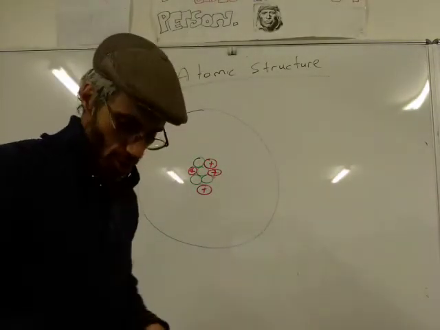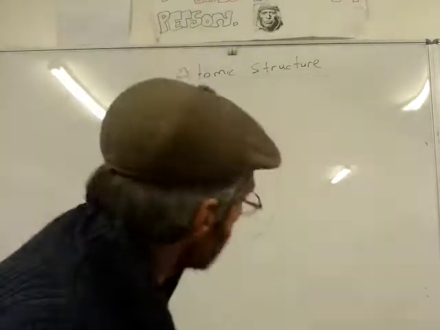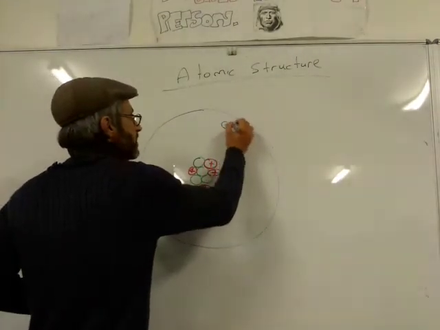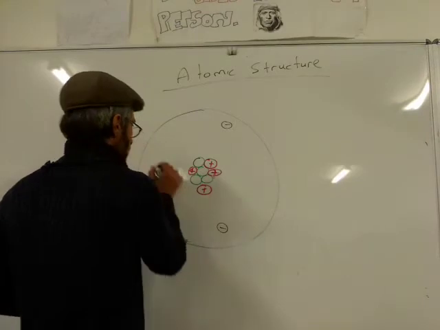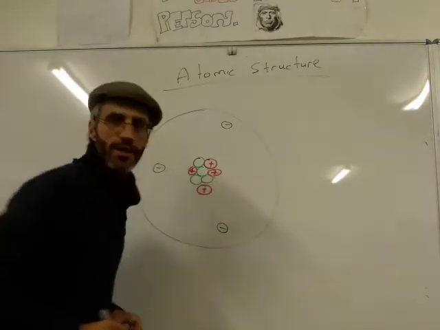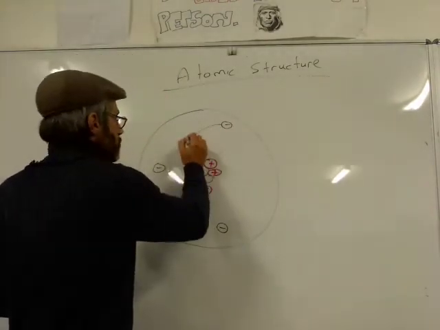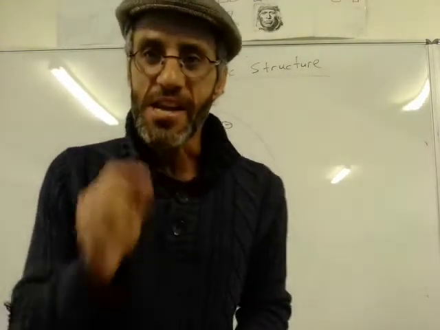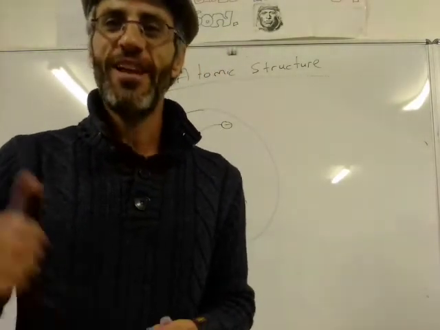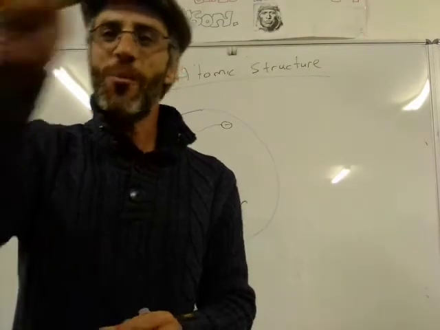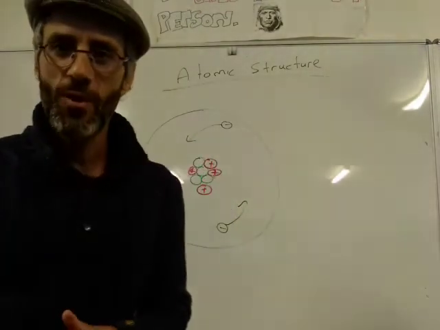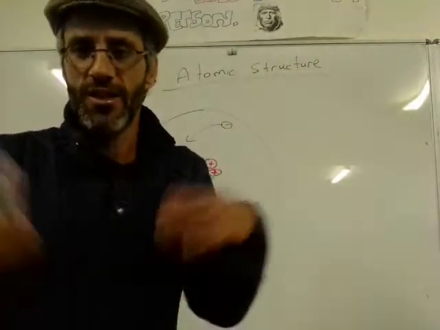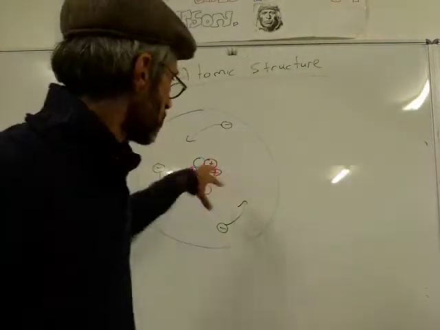Now, around the nucleus, I will use black for it. Around the nucleus, we've got tiny little particles called electrons. And they're whizzing around. They are negatively electrically charged. And they're moving around the atom very, very fast. We're not going to talk about exactly where they move around. As far as we're concerned, they're just orbiting the nucleus.